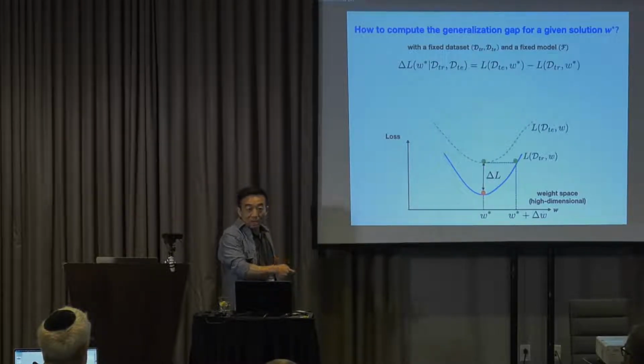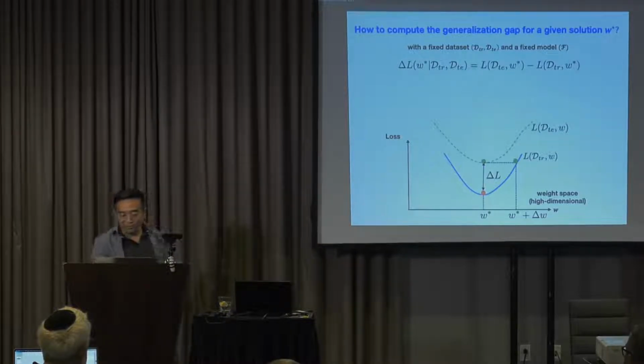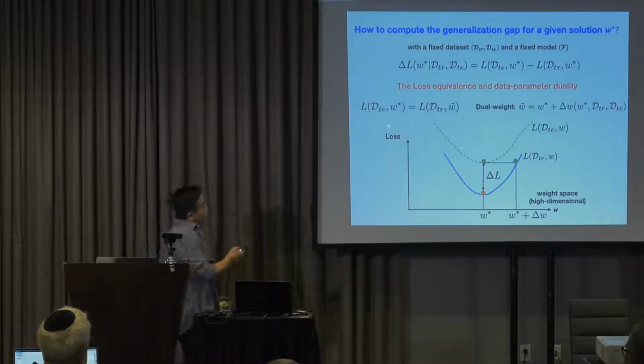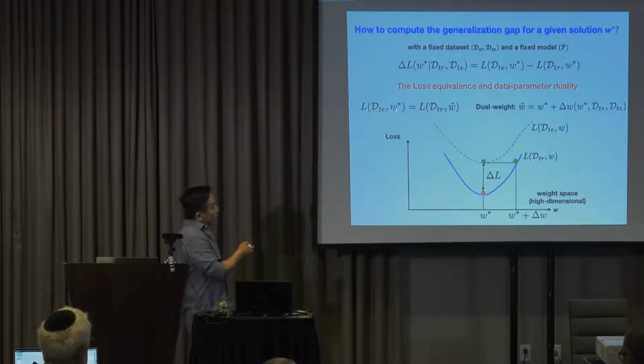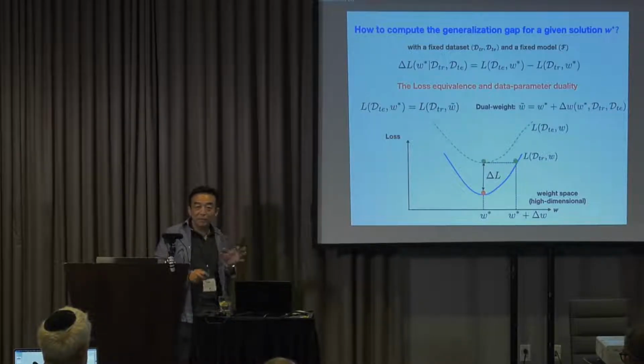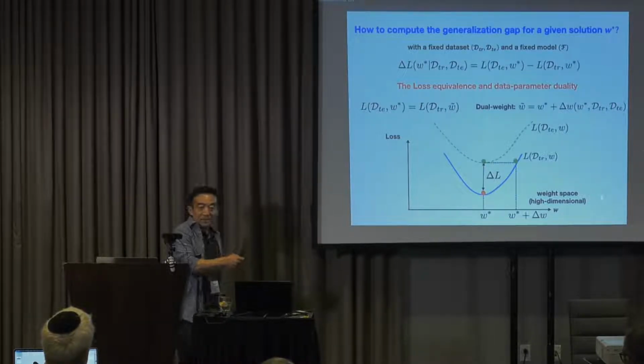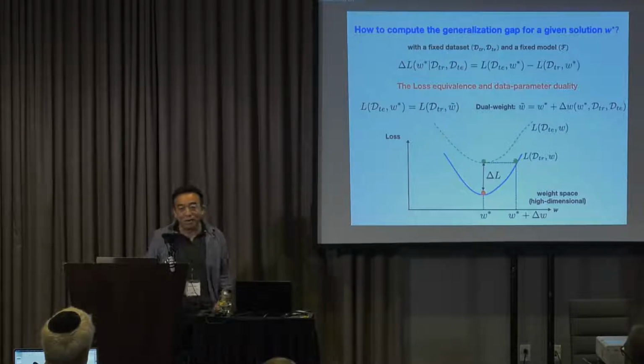In other words, I find a duality between changing data and changing weight: instead of changing data, I change weight. Of course, the change of weight will depend on the data, right? If I find such a mapping, then I can study everything on the training landscape, which I know a lot about.